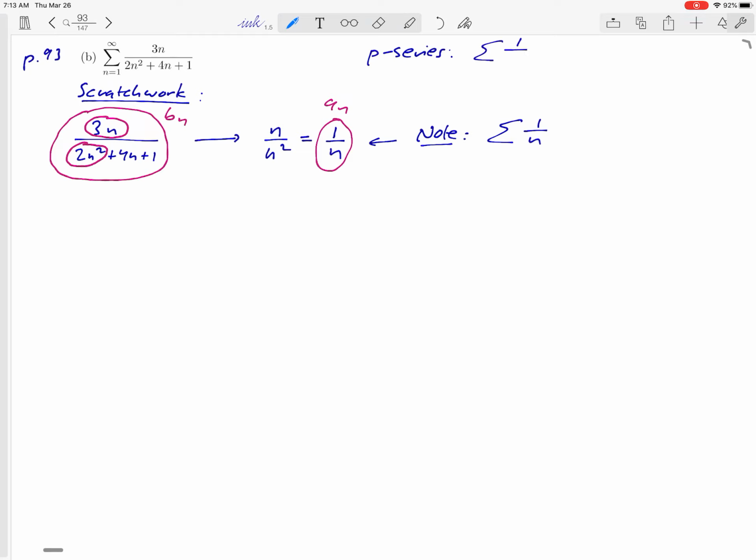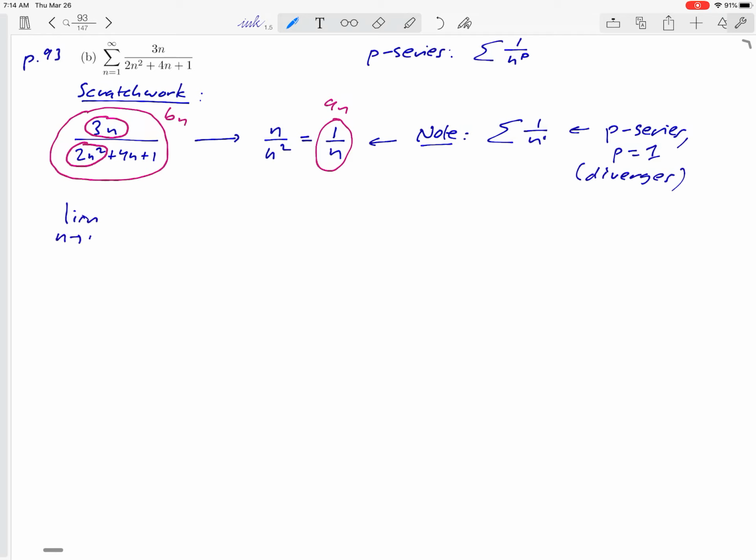Remember that a p-series was a series that had the form 1 over n to the p. In our case, the p is just 1 because n is n to the first. So this is a p-series with p equals 1. And if you look back at the p-series test a couple of videos ago, a p-series diverges if p is equal to 1. Actually, if it's less than or equal to 1.